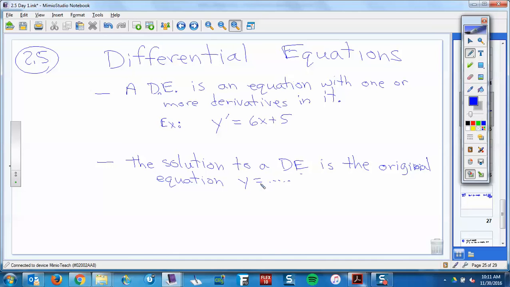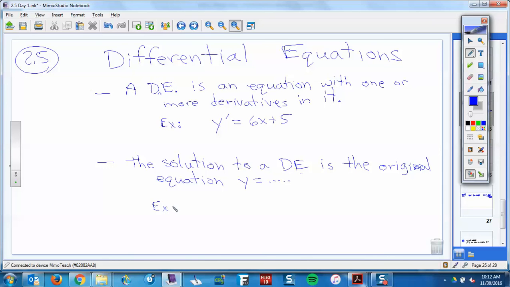So that's weird, because what's the solution to a quadratic equation? A number, and a lot of times two numbers, right? The solution to a linear equation is a number, right? A cubic equation could have three numbers. A trig equation can have an infinite number of solutions, right? But they're numbers. Not the case here. For a differential equation, the solution is another equation. It's the original equation without derivatives in it. It's the y equals. Now, let me give you an example.